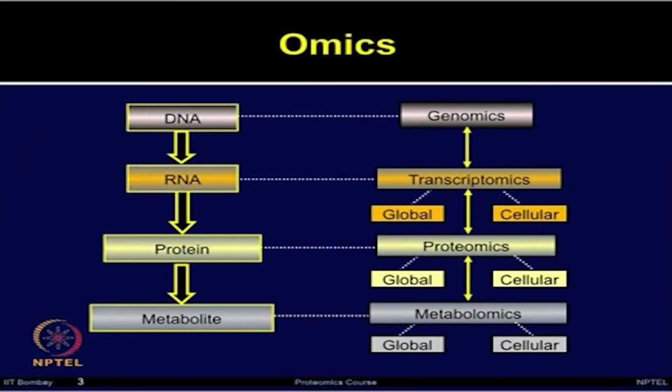As you can see on the slide, if you are studying DNA in totality, that is known as genomics, RNA study is transcriptomics, proteins is proteomics and metabolites is metabolomics. If you are looking at all of the cellular contents of the proteome, that will be known as cellular proteomics or cellular genomics, and similarly all of the proteome of an organism will be known as global proteomics, or similarly at the gene level, global genomics.